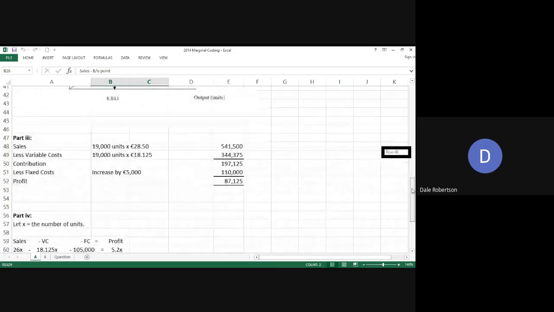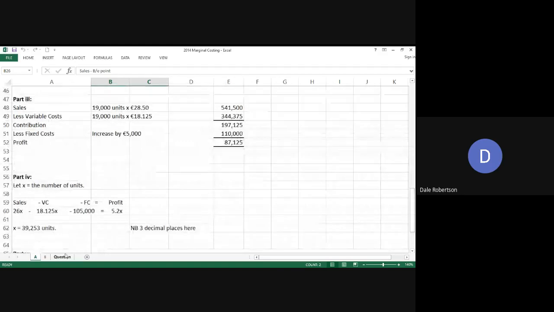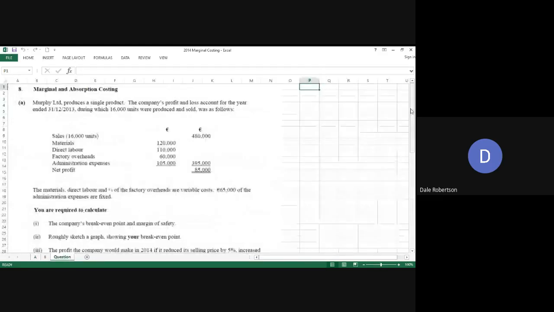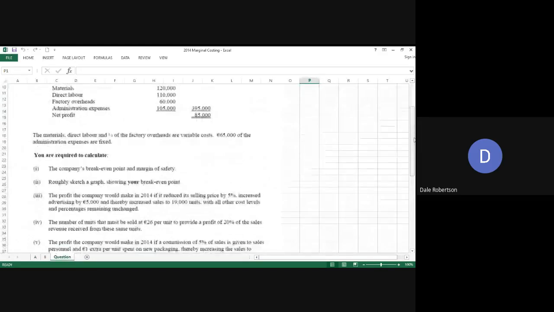What did question 3 say? I might just flick to the question to see it. It says, calculate the profit the company would make in the year 2014 if it reduced its selling price by 5%. You need to take that off the 30. Increase fixed cost by 5,000. Sorry, increase advertising by 5,000, but that is a fixed cost because it is a lump sum, not a per unit. And increase the number of units sold to 19,000, everything else remaining the same.